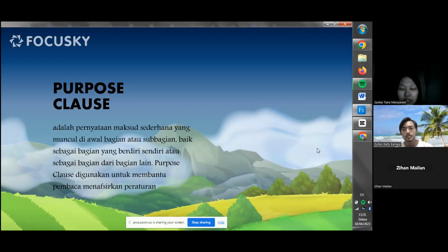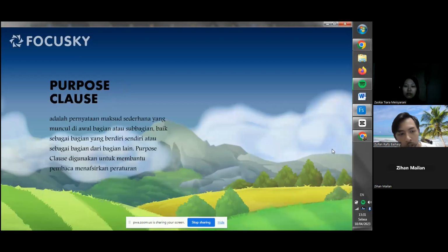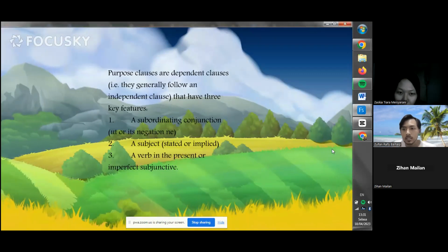Okay, let's go to my part in this PowerPoint. Purpose clauses are dependent clauses. For example, they generally follow an independent clause that has three key features. Jadi ada tiga kunci fitur utama.